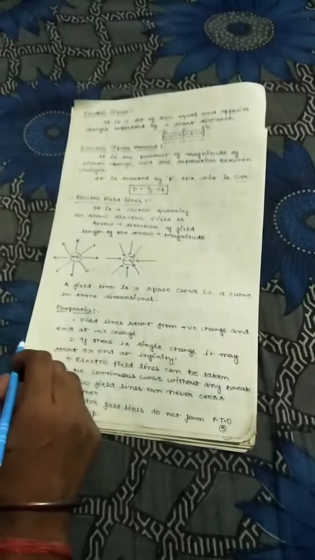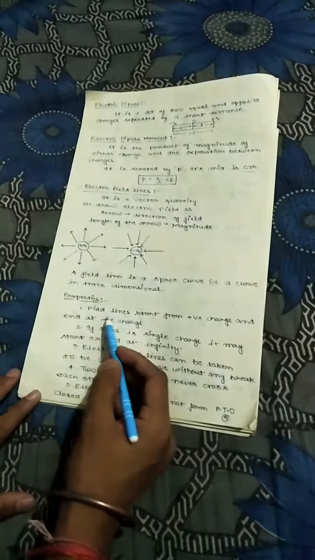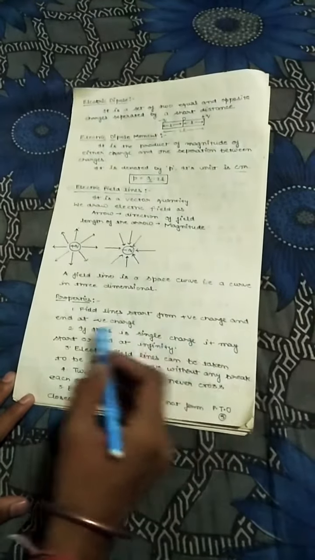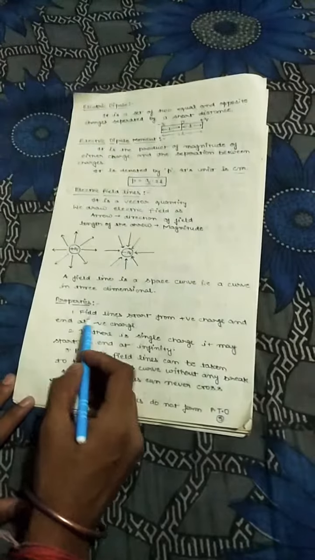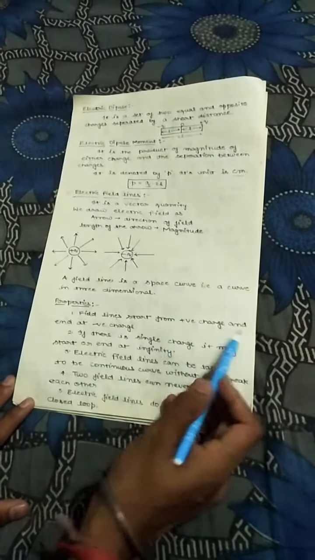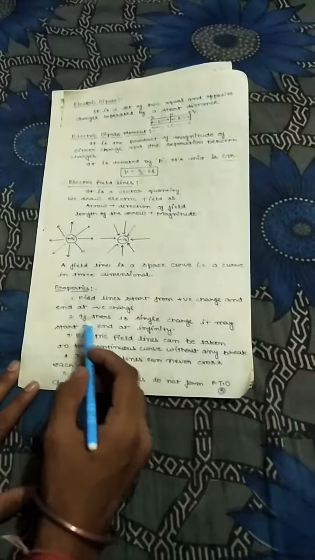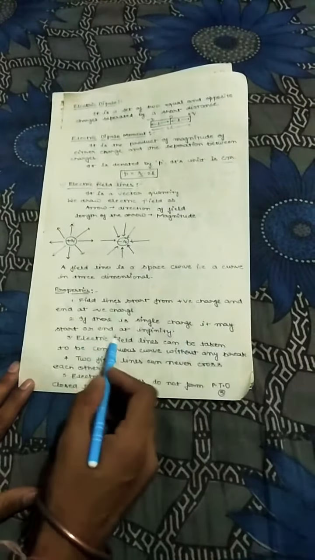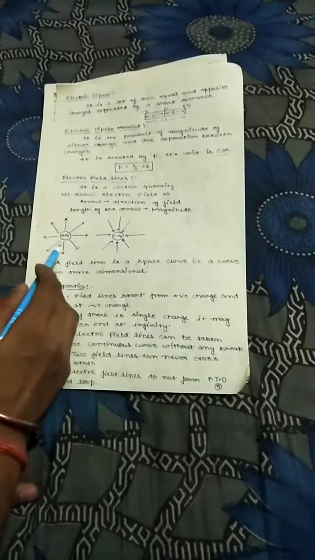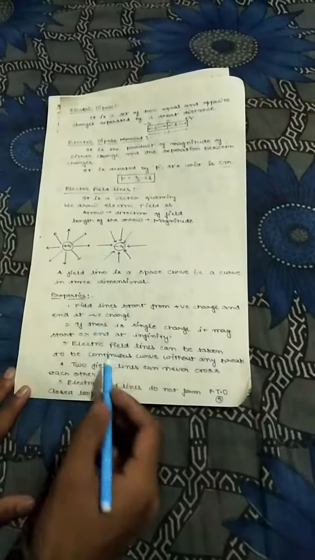What are the properties of these field lines? The first point: field lines start from a positive charge and end at a negative charge. What is the second point? The second point is that if there is a single charge, the field lines may start or end at infinity. As you can see here, it is a single charge, and the lines may start or end at infinity.